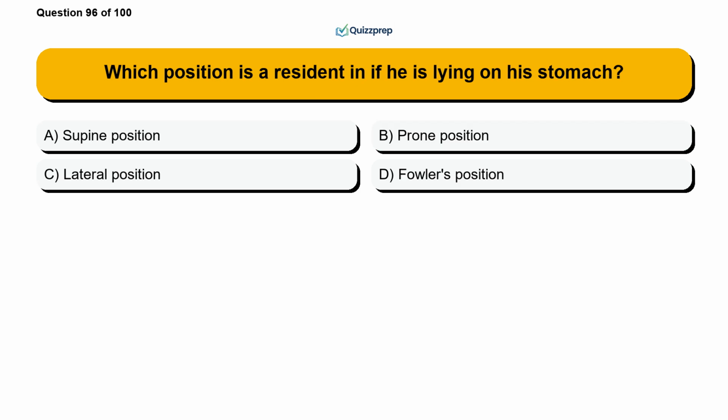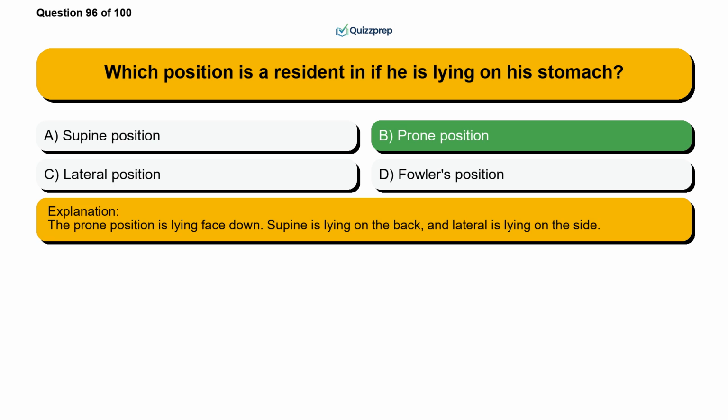Question 96. Which position is a resident in if he is lying on his stomach? Option A, supine position. Option B, prone position. Option C, lateral position. Option D, Fowler's position. The correct answer is option B, prone position. The prone position is lying face down, supine is lying on the back, and lateral is lying on the side.